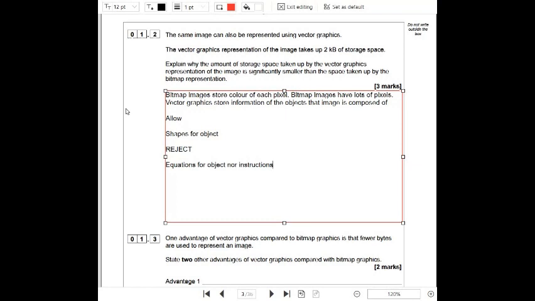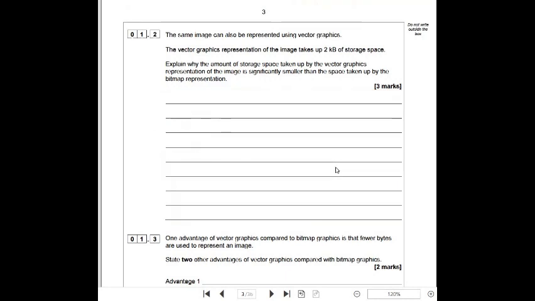And you could also say that large images can be composed of few objects. There'll be fewer objects than there'll be pixels. A single object might be equivalent to many pixels. So that's quite a few answers you could have. Okay? So with theory, it's copy and paste the mark scheme.